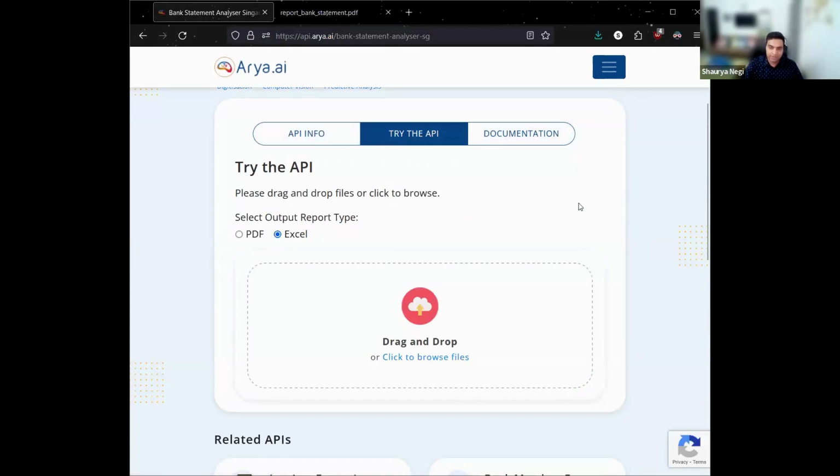The statement we tried was a fairly long statement, 31 pages, so this took approximately a minute. But most of the statements are not that long, so the turnaround time will be much quicker comparatively.